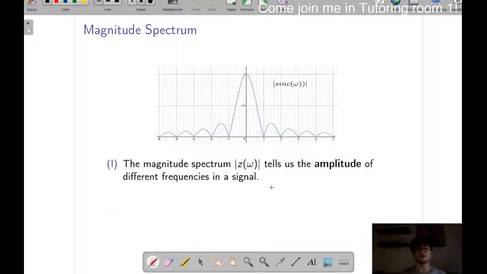So I'm going to talk about how the magnitude spectrum and the phase spectrum are tools for understanding what a signal is doing. Getting on that, the magnitude spectrum tells us the amplitude of different frequencies in a signal. So what do I mean by frequency? Just a sinusoid that is defined with the same angular frequency as each point in the x-axis.